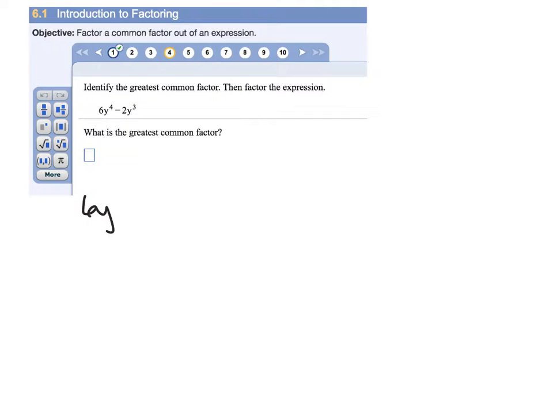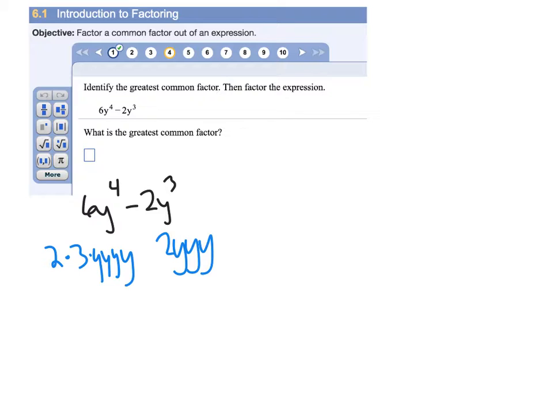So they're saying, okay, you got 6y to the 4th minus 2y cubed. And if you think about it in expanded notation, you got 2 times 3 times y. And a lot of our students doing algebra are asking themselves, why? So you got 2y. And so what's our common factor? A 2 is in both. And then we've got a y and a y. So that's a y cubed, right? So what's the greatest common factor? Is 2y cubed. All right, so that's the first part of the question.